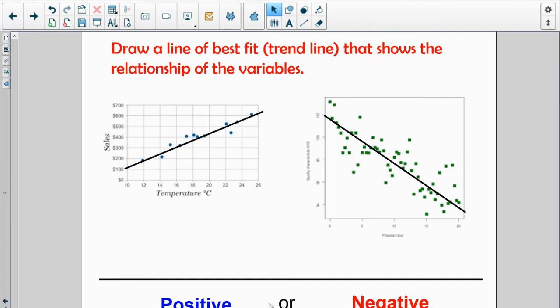Now, the other thing I want to talk about is representing if they're positive or negative trends.